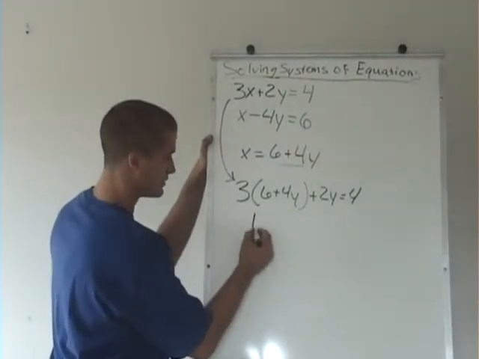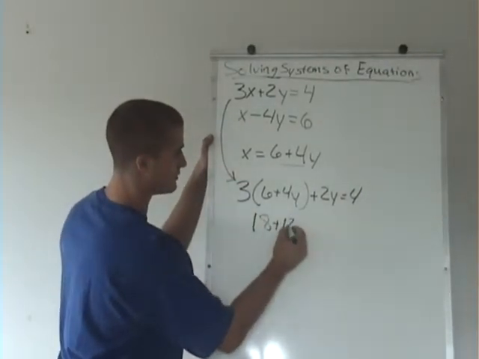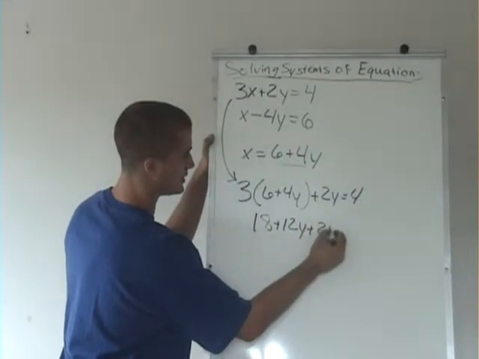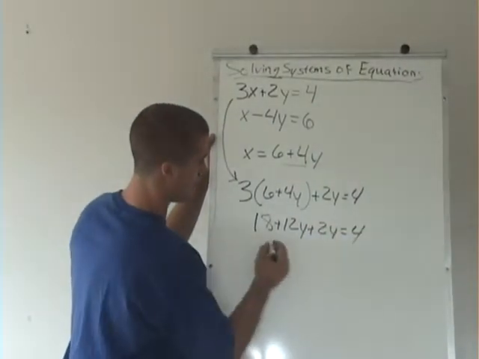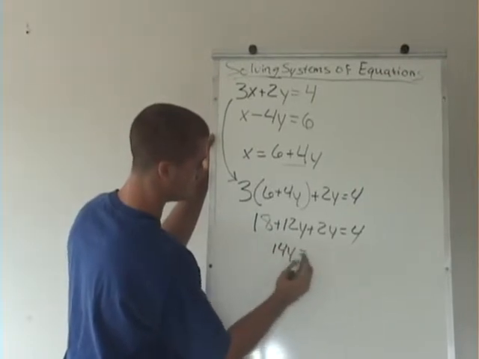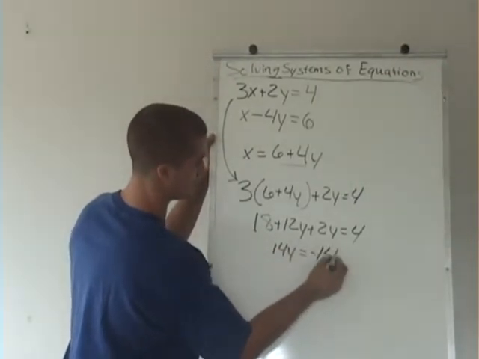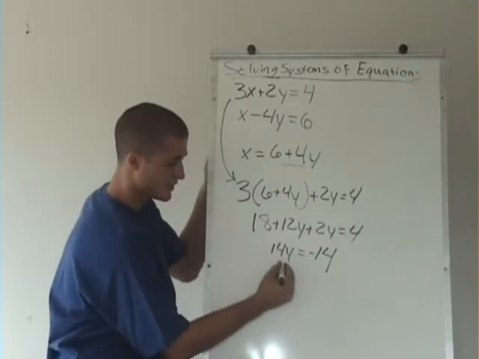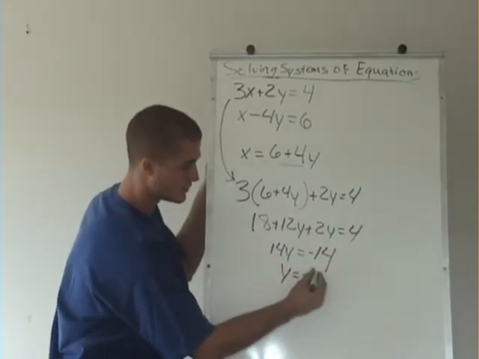Alright, distribute through: 18 plus 12y plus 2y equals 4. And then combine like terms: 14y equals negative 14. And we get y is equal to negative 1.